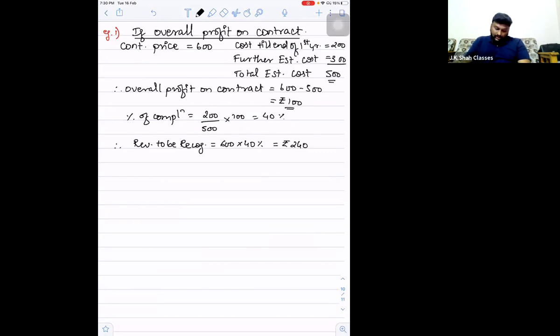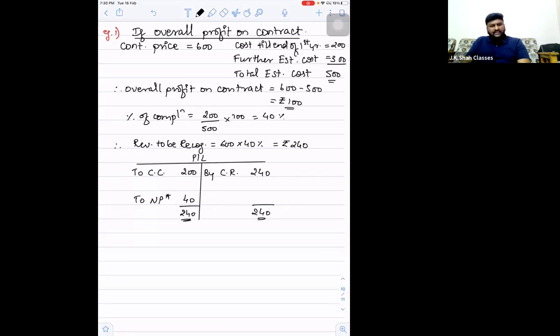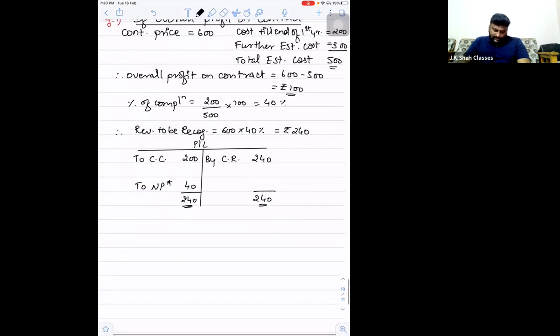Right? So if I make a small extract of the profit and loss account, I will show contract revenue 240 less contract cost 200. So technically net profit is 40 rupees. I hope everybody is clear till here. No controversy at all. Very simple. Now let us go for the second year.